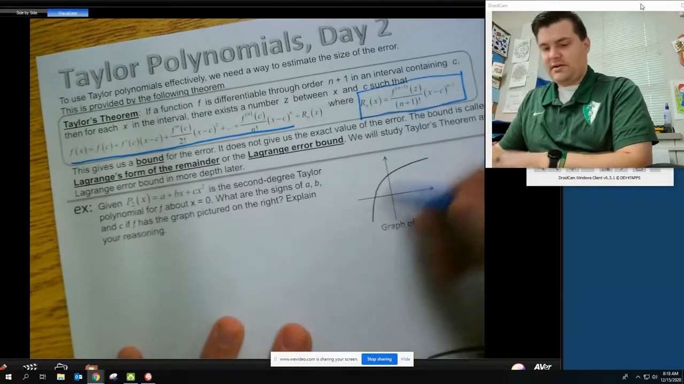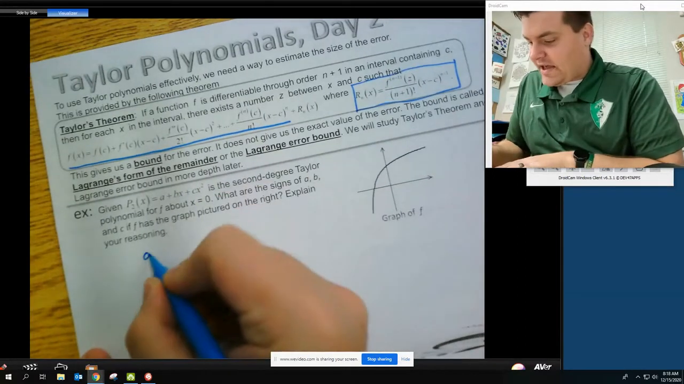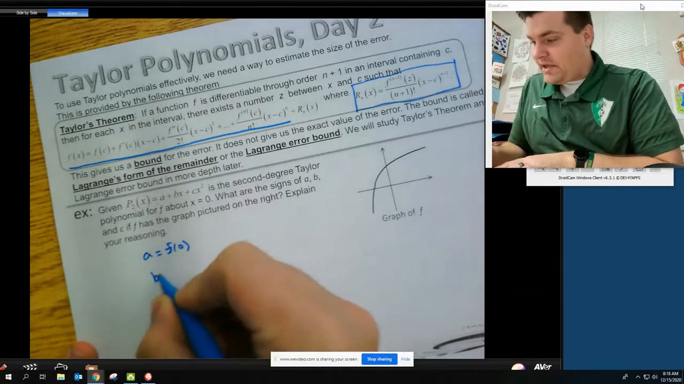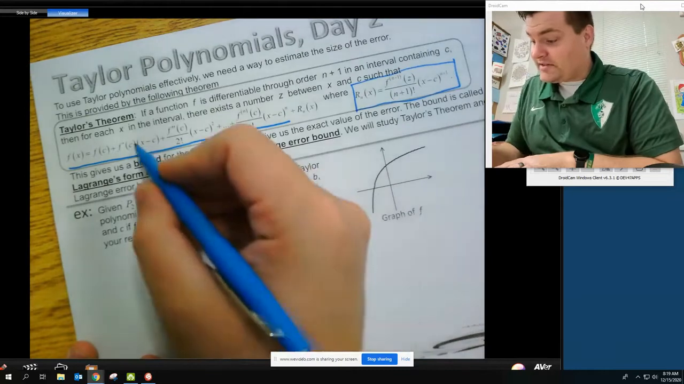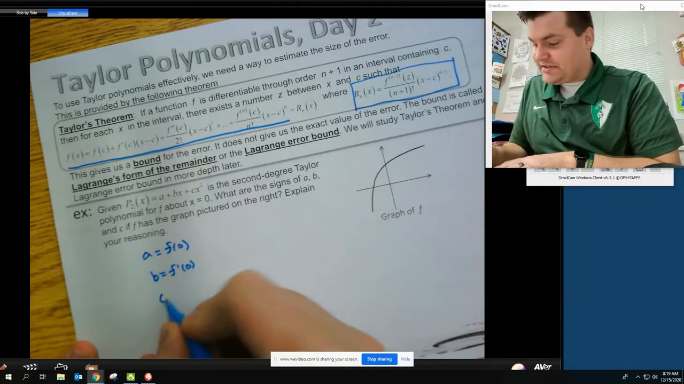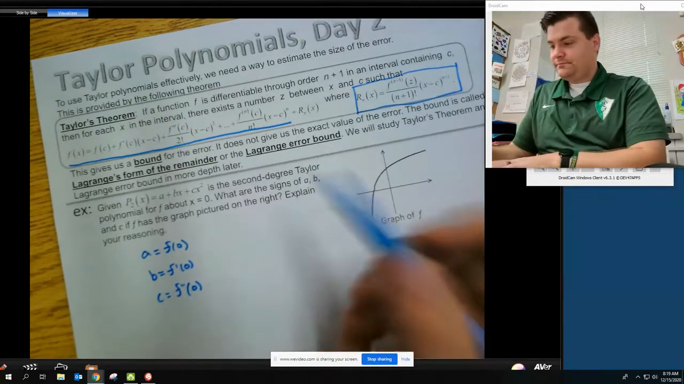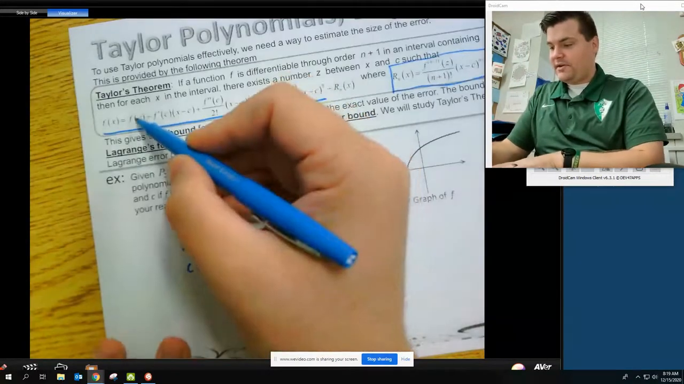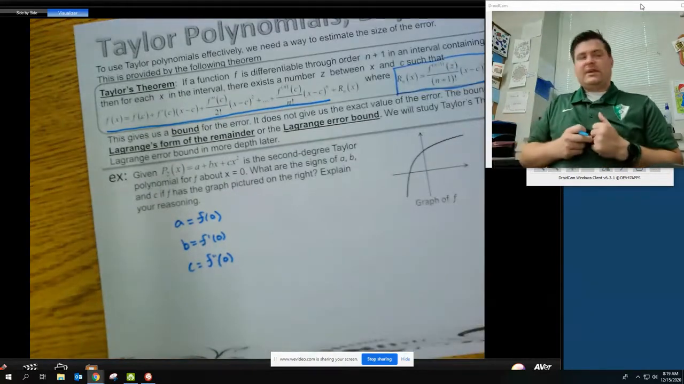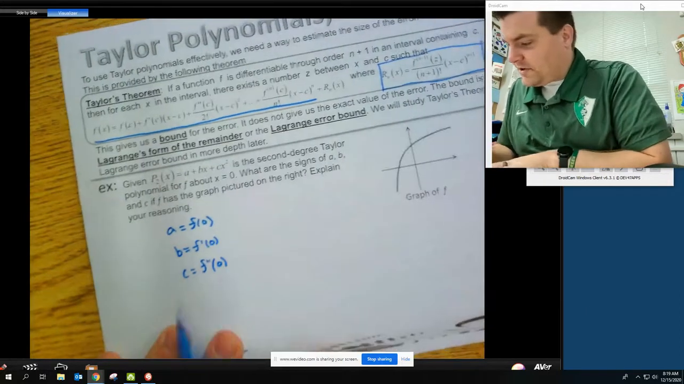So here's our graph right here. So this is the graph of f. So don't forget, A is going to be f of 0. B is going to be, that's the one with the x on it, that's going to be f prime of 0, because we're centering it at 0, and C is going to represent f double prime of 0. Okay, because you can kind of see the formula right here. One with x, one with x squared. That's right there.